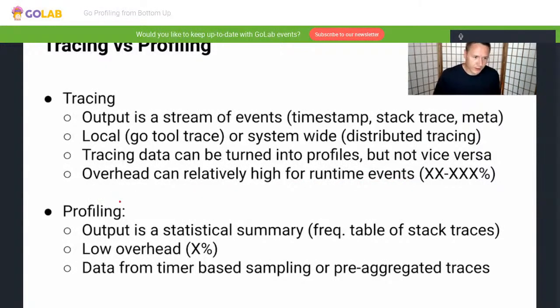Profiling is a little different. The main difference is that the output is just a statistical summary of what happened, like a frequency table of stack traces, which often makes profiling much less overhead. And the data for profiling either comes typically from timer-based sampling or from pre-aggregated tracing data. And yeah, these are the main ideas, tracing and profiling. And they can actually be combined, as we'll see.